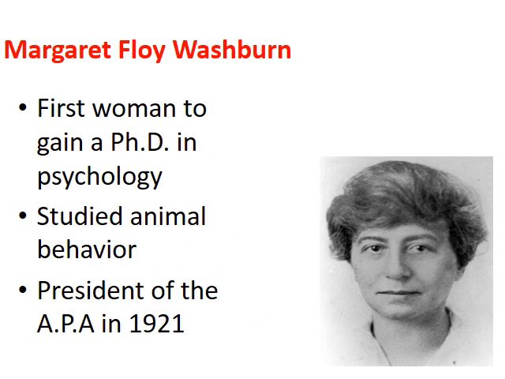Another famous woman is Margaret Floy Washburn, first woman to gain a PhD in psychology, who studied animal behavior. She was president of the APA in 1921. Think about it, 1921. Between 1909 and 1921, the American Psychological Association had 2 women presidents. And by 1921, women had only had the right to vote for 2 years in the United States. So women really saw psychology as someplace where they could thrive.